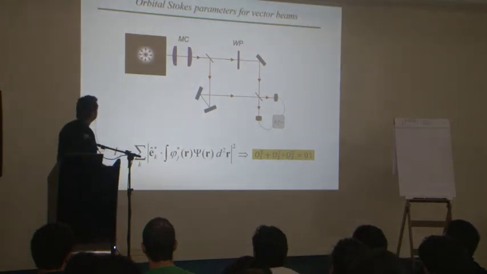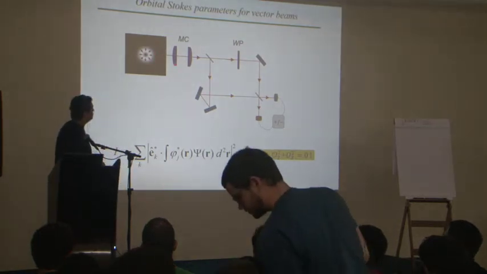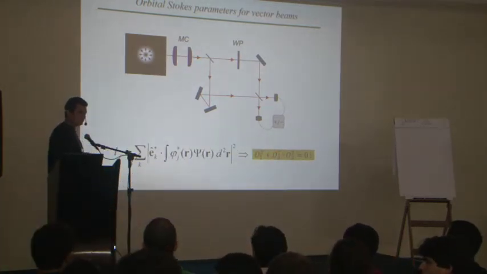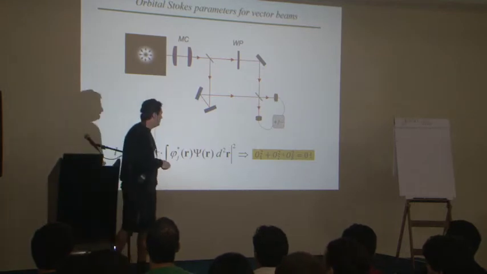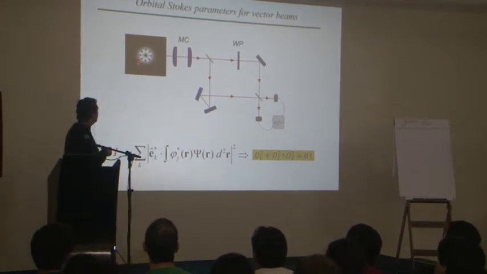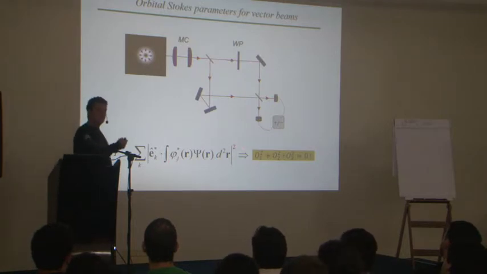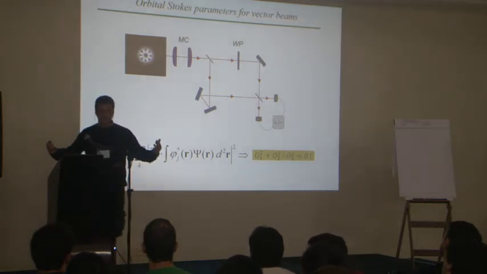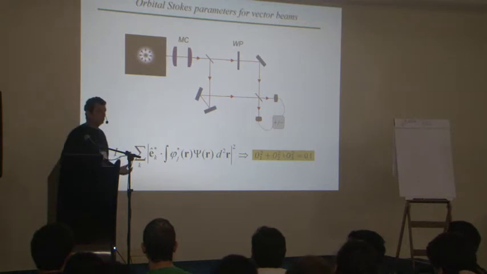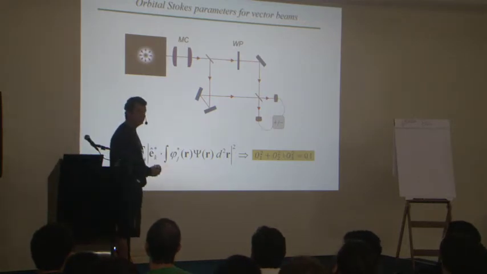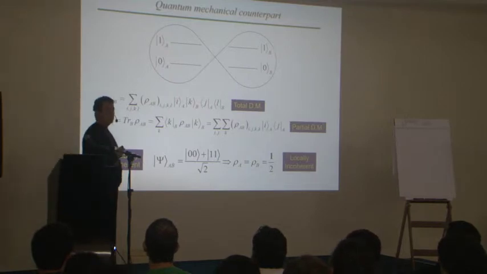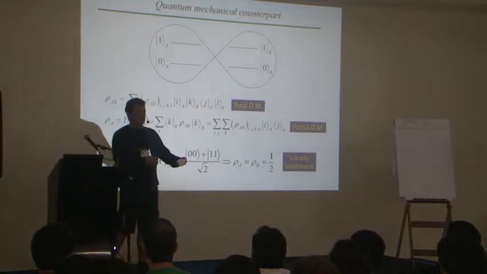So actually, if we try to do the same, I can now compute the orbital Stokes parameter, and then what do I find if I take a vector beam? That also gives 0. It says that you don't have any spatial structure on your beam. So in both cases, 0 and 0. Then we need to proceed with the analogy with quantum mechanics.